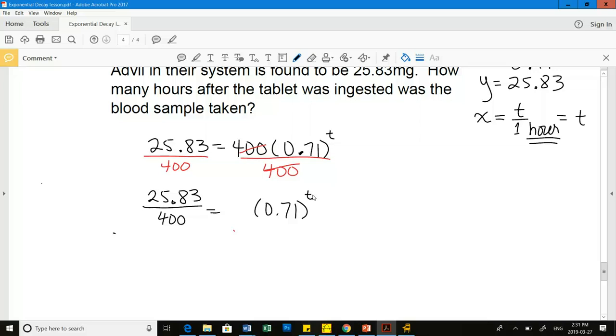If you keep rounding and rounding throughout a question, your final answer will be pretty far off. This is actually a finite decimal anyways, when I divide this I get 0.064575 and it stops, but if it repeated forever, I'd probably want to leave it in fraction form. So we're just going to practice with that for now.